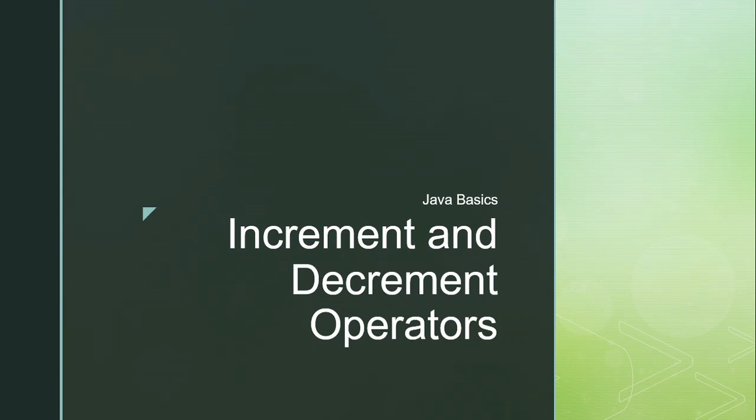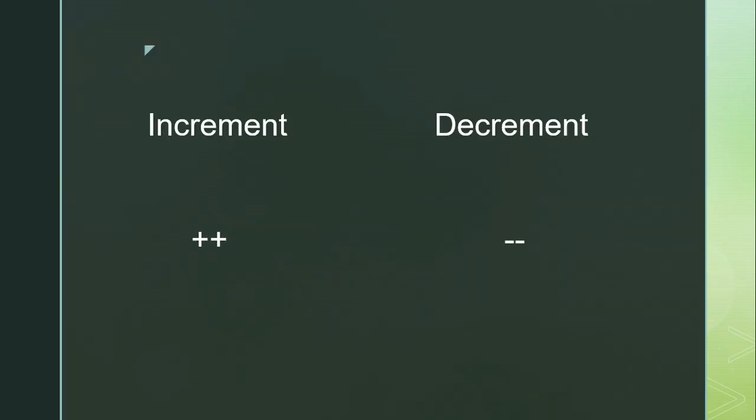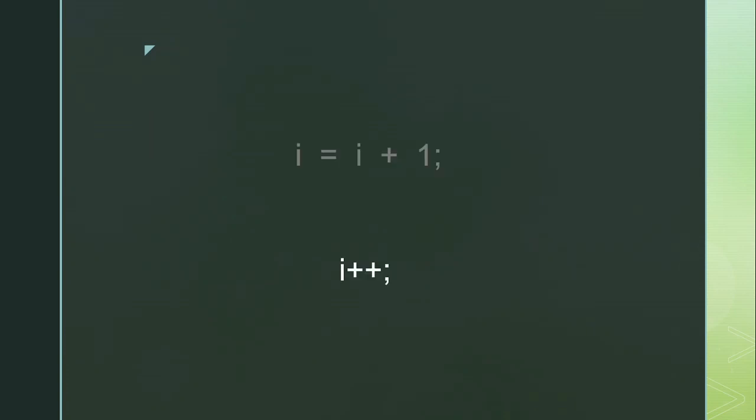In this episode, we are going to be taking a look at one new concept: incrementing and decrementing operators. As you can see, the increment operator is a double plus sign, while decrement is double minus. Pretty simple. However, what do they actually do?